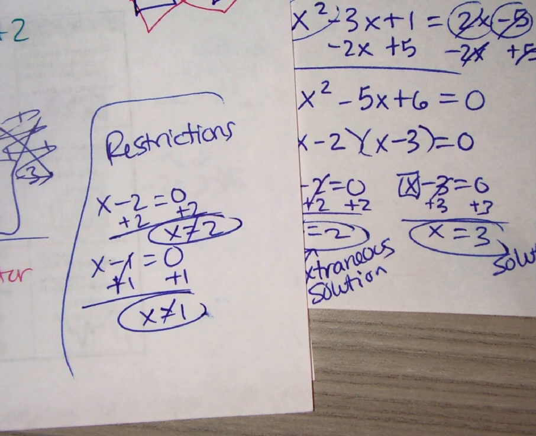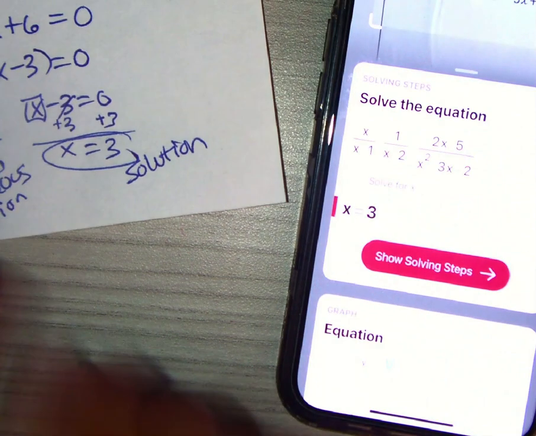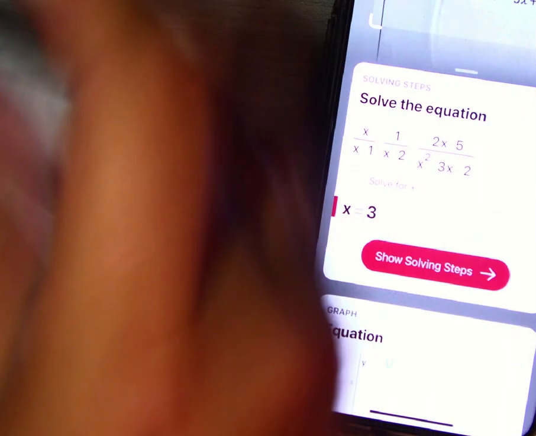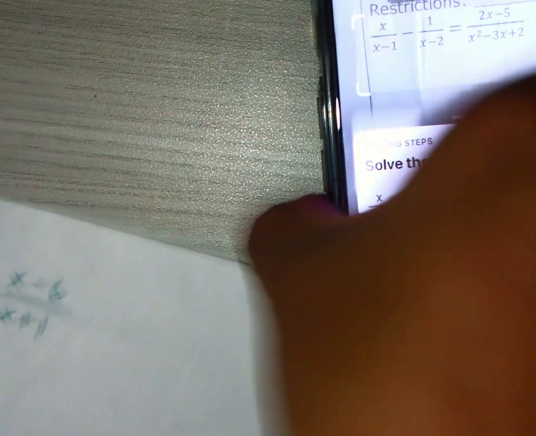And Photomath is saying that the answer is 3. So that's the answer we're saying. All right, one more problem.